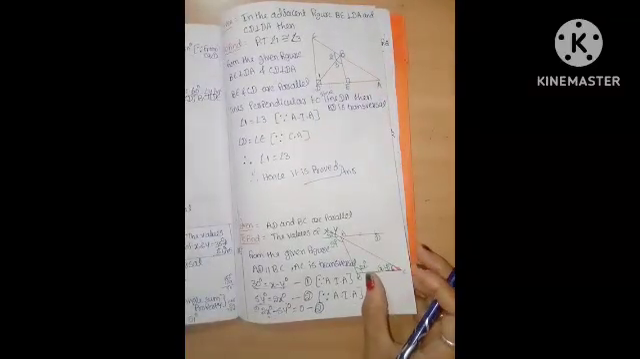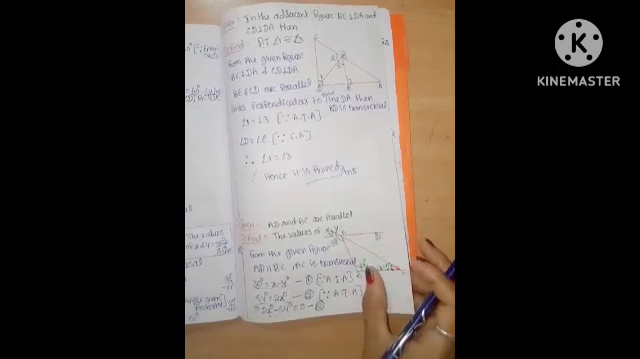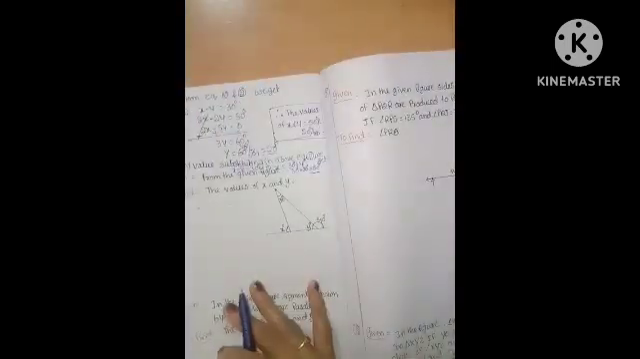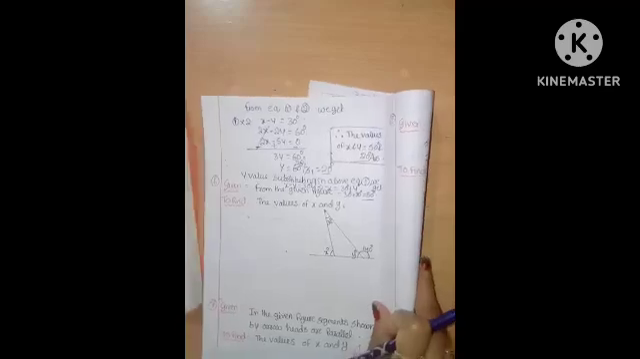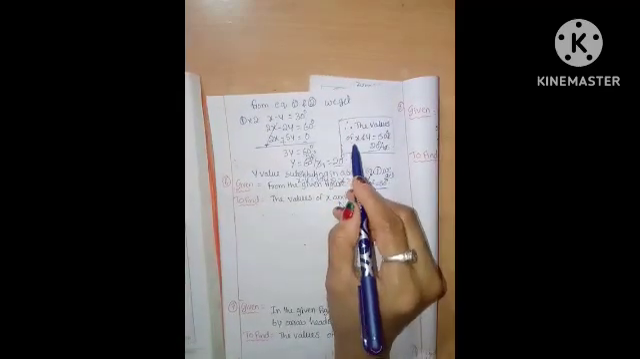Alternative interior angles, that property. By utilizing the alternative interior angles, we will get the x and y values. Only a single property is used in this problem. Yes, this is the problem. This problem's solution is over, and next we'll move on to the sixth one.